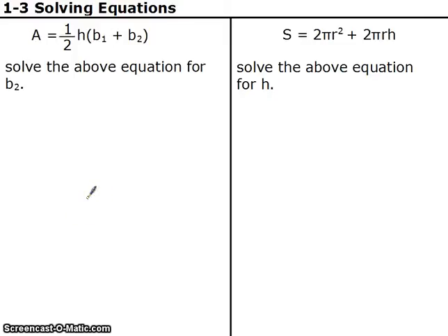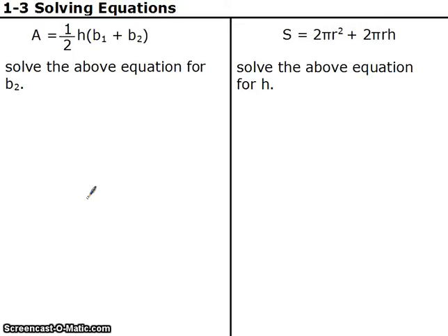All right, the next type of solving we're going to do is called literal equations. Basically, it gives you an equation, one you're probably familiar with, so you might recognize these two. One on the left is the formula for area of a trapezoid. One on the right is the formula for surface area of a cylinder. So it gives you one of these, and instead of it being A equals, they want you to solve for a different letter, all right? And they'll tell you which one they want.